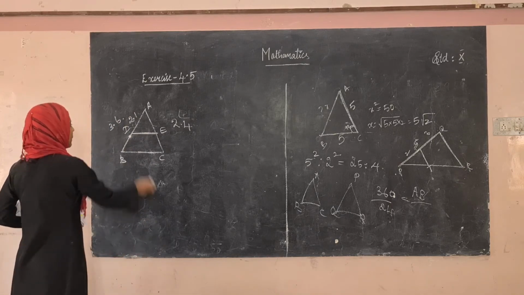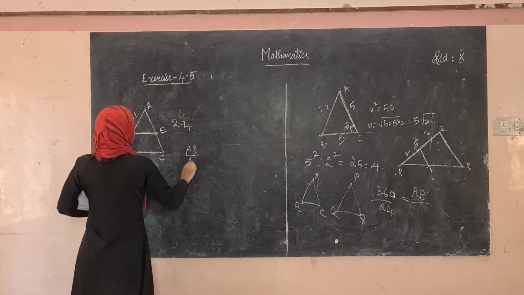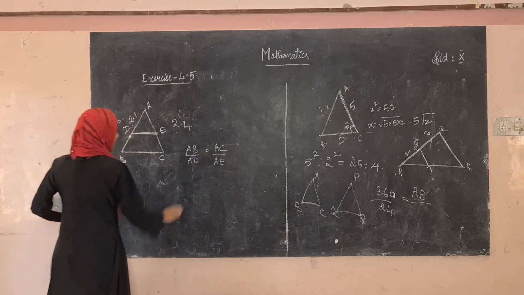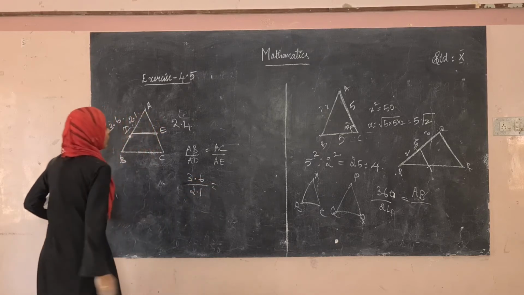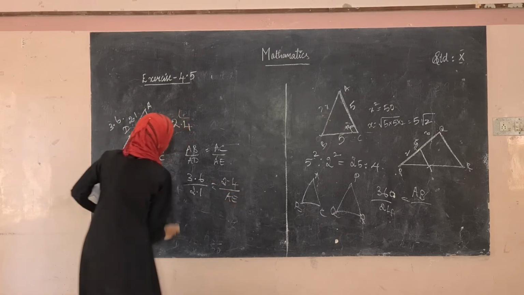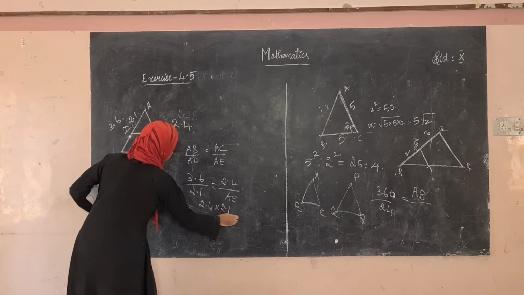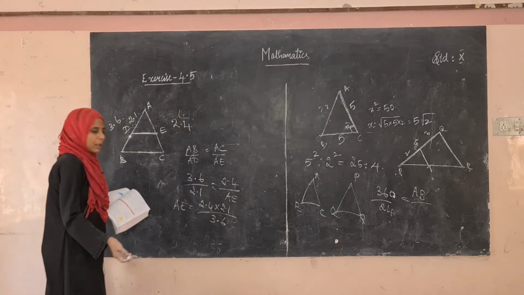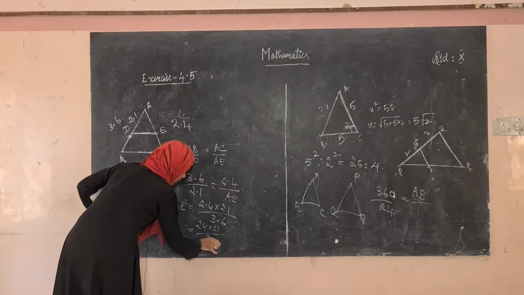Since this is parallel, by Thales theorem we can write that AB divided by AD is equal to AC divided by AE. AB is 3.6. AD is 2.1. This is equal to AC, which is 2.4, divided by AE. So AE is equal to 2.4 into 2.1 divided by 3.6. Multiplying both numerator and denominator by 100, we get 24 into 21 divided by 360.